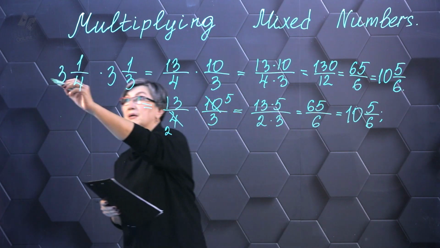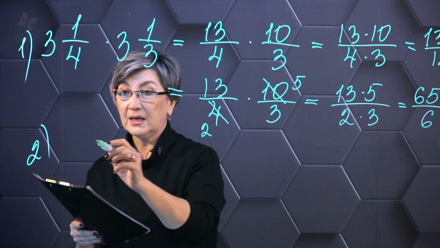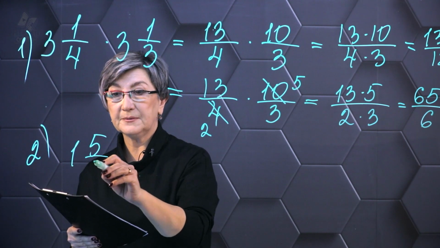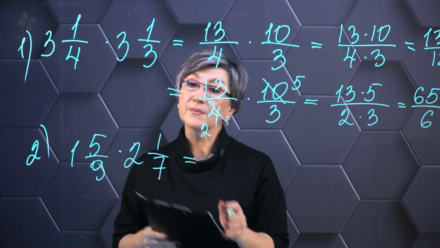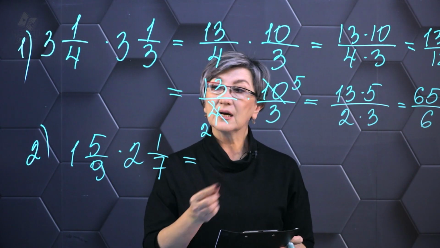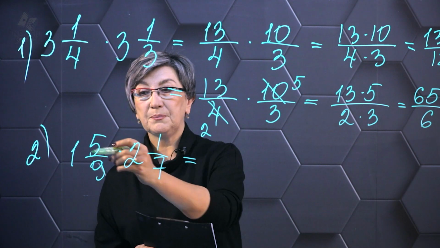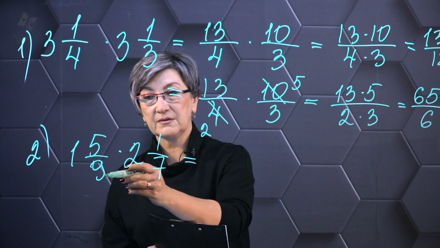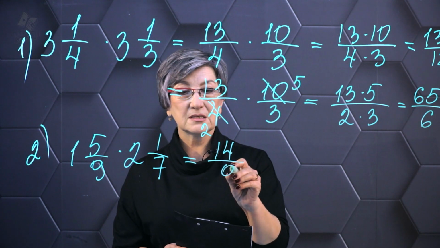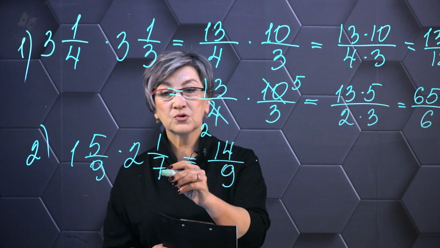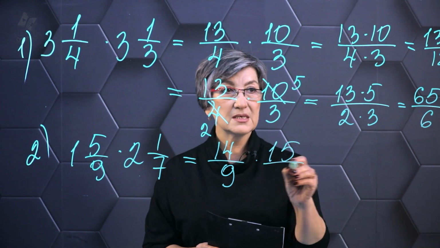Now, this is another example I want you to look at. Again, there are 3 steps. The first one is converting it into an improper fraction. 1 times 9 is 9, plus 5, that's 14. 2 times 7 is 14, plus 1, that would be 15/7.